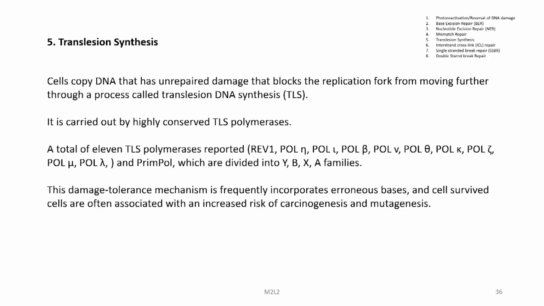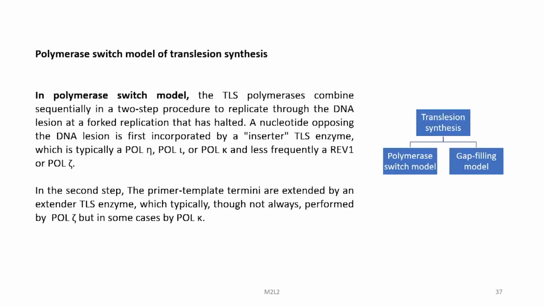There are a total of 11 TLS polymerases reported, and these are divided into Y, B, X and A families. This damage tolerance mechanism is frequently involved in incorporating erroneous bases, and the cells survive as an outcome of these, but are often associated with an increased risk of carcinogenesis and mutagenesis.